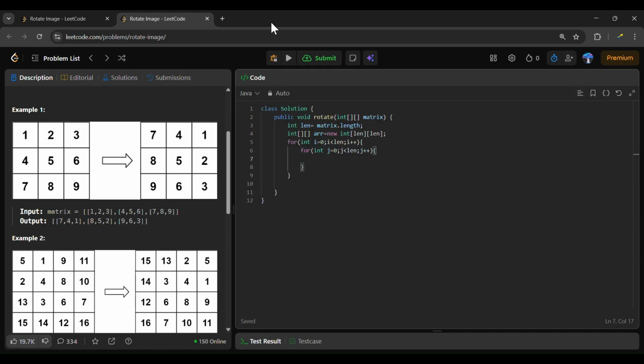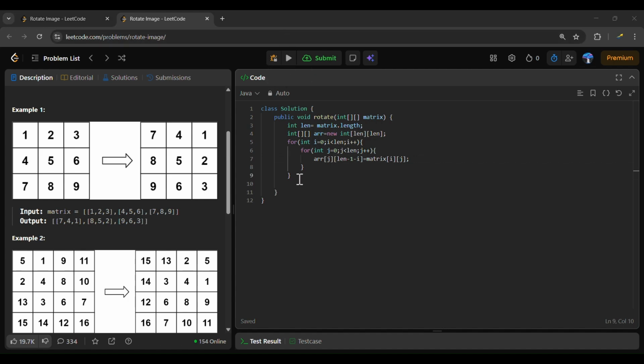So we need to place the element at the position of j comma x, right? Here the x value is n minus 1 minus i. That element is matrix of i comma j. It means the element from the matrix I am placing at the exact position in the array arr matrix. Okay, I hope that is clear, right?